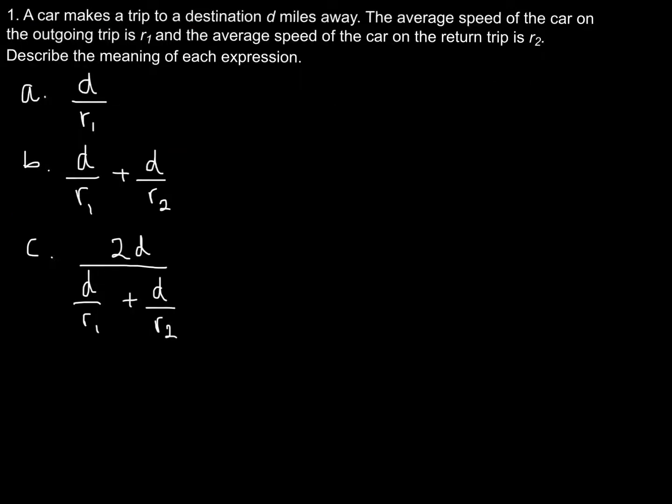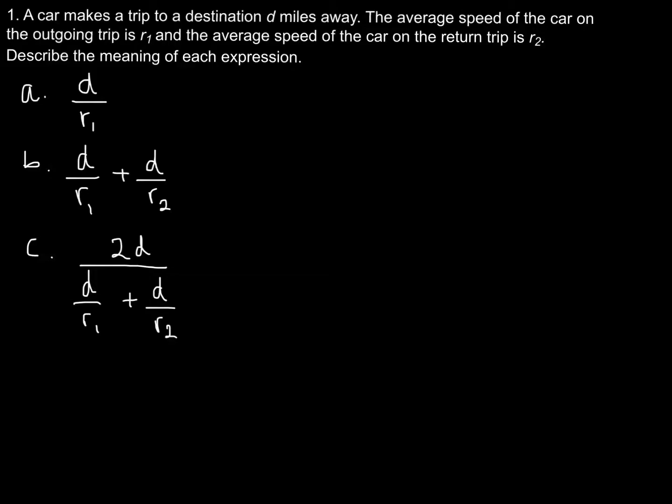So here is a question that we're going to take a look at, and you're going to give it a try on your own right now. A car makes a trip to a destination that is d miles away. The average speed of the car on the outgoing trip is r sub 1, and the average speed of the car on the return trip is r sub 2. Describe the meaning of each expression.